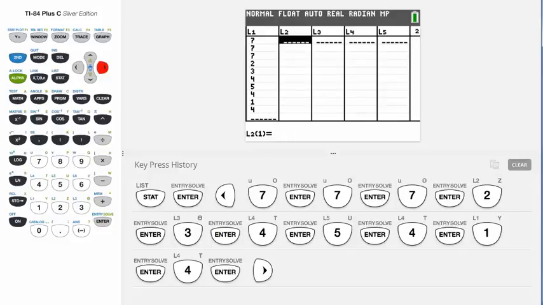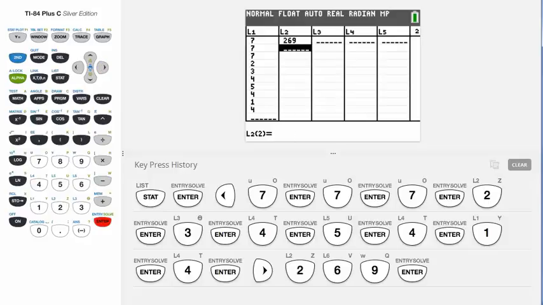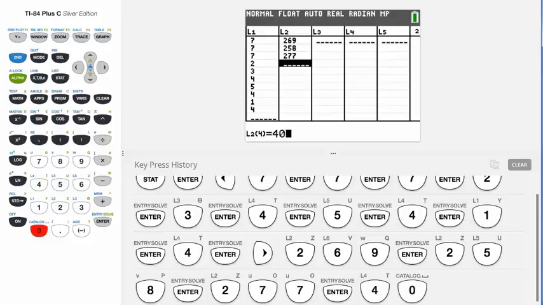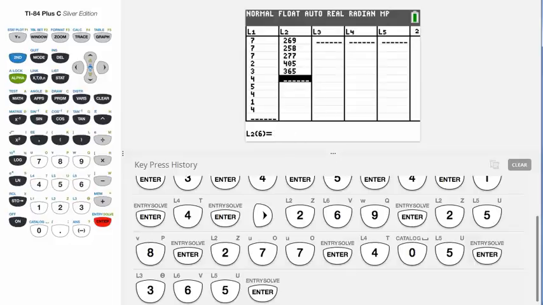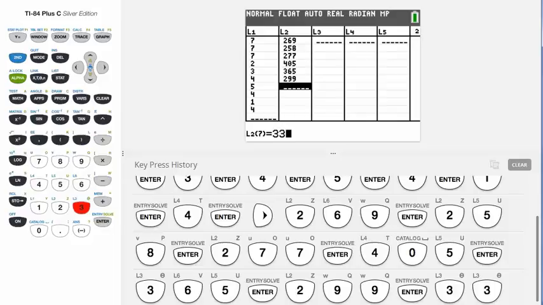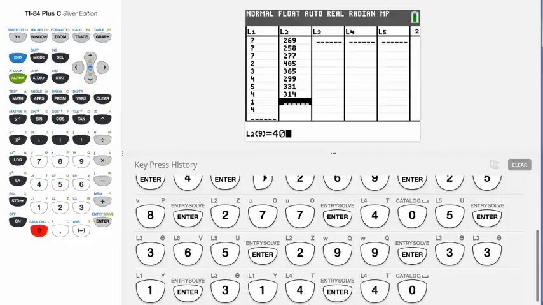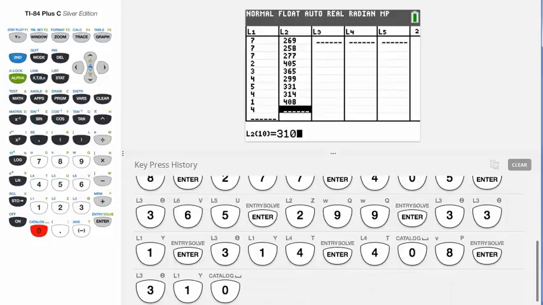L2 will have my y values: 269, 258, 277, 405, 365, 299, 331, 314, 408, 310.